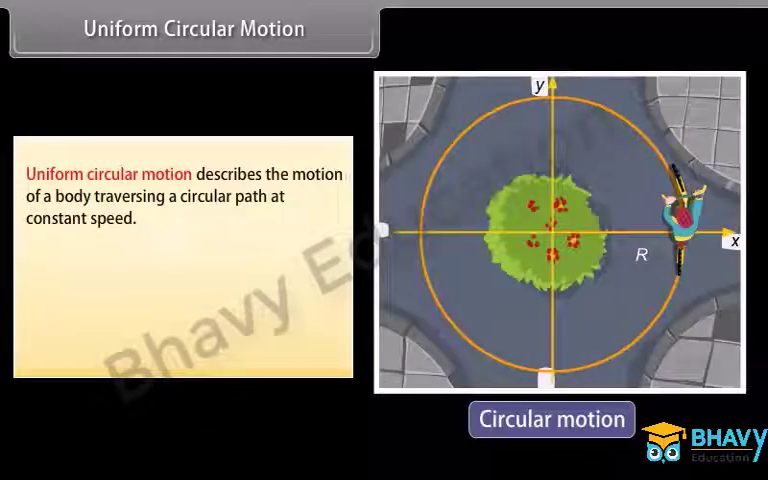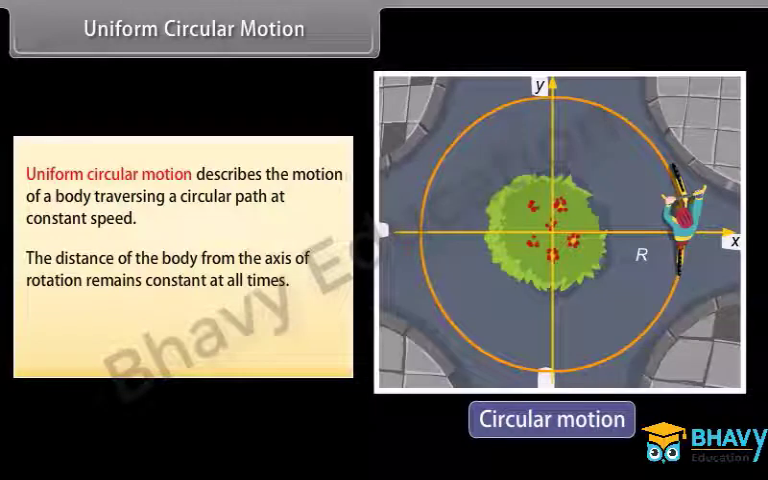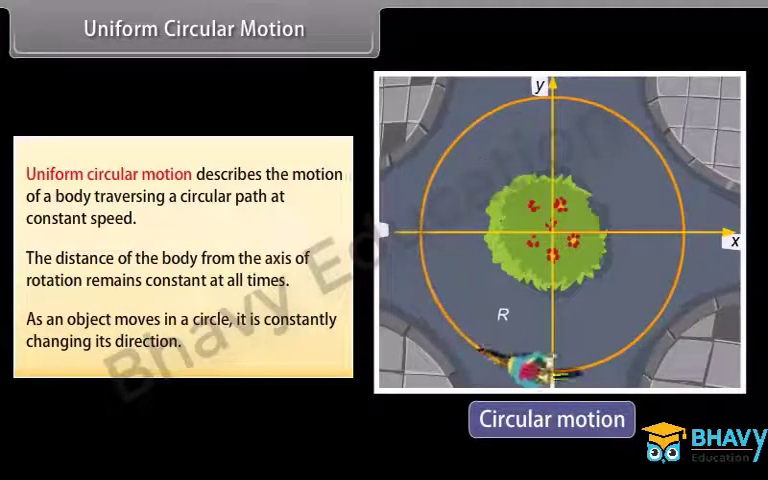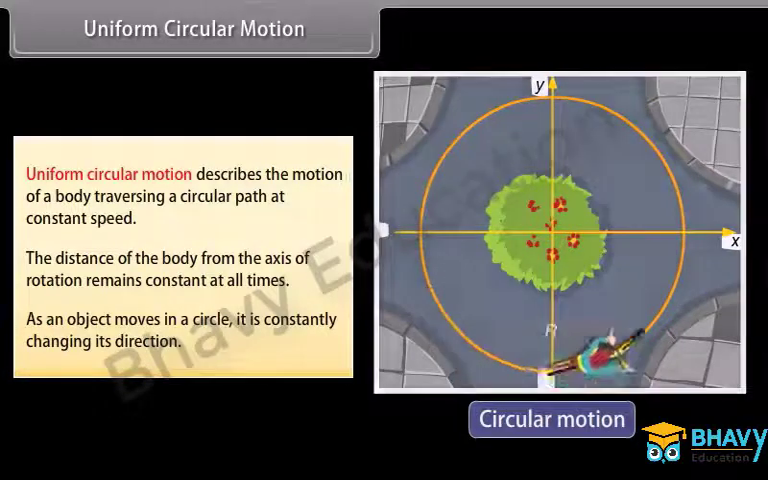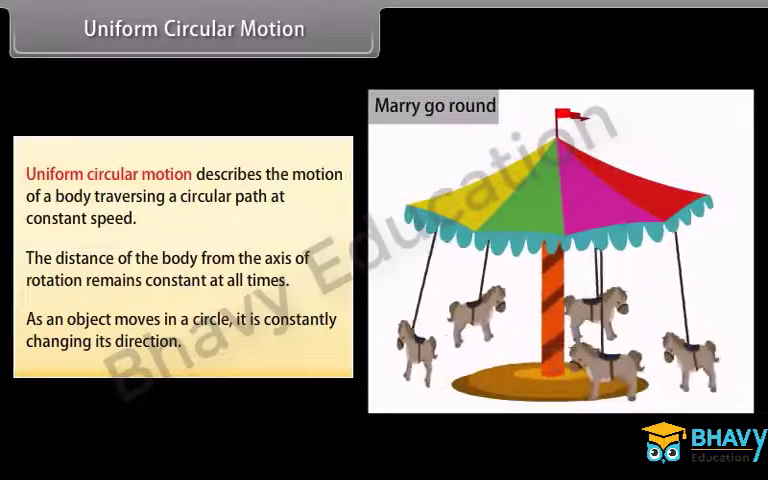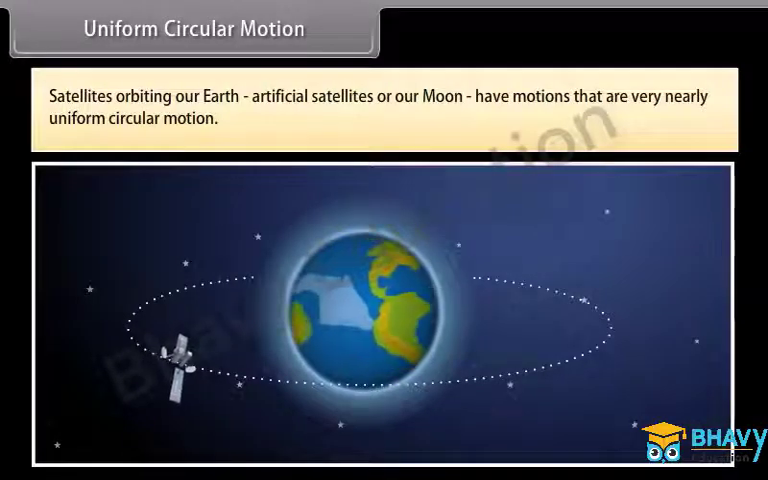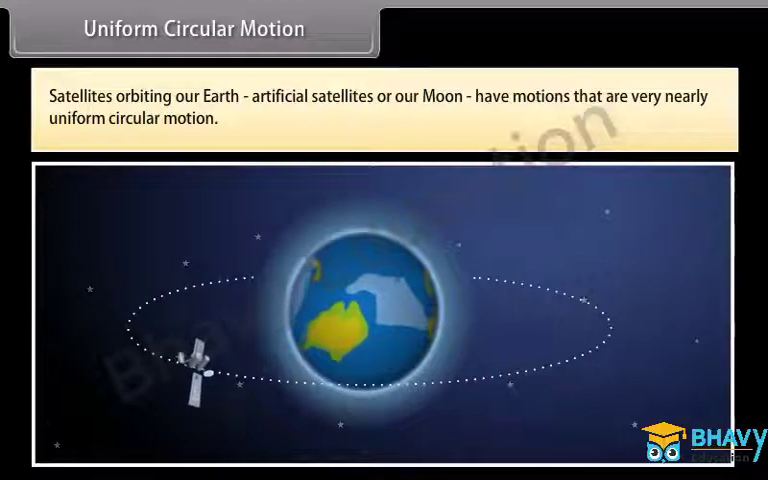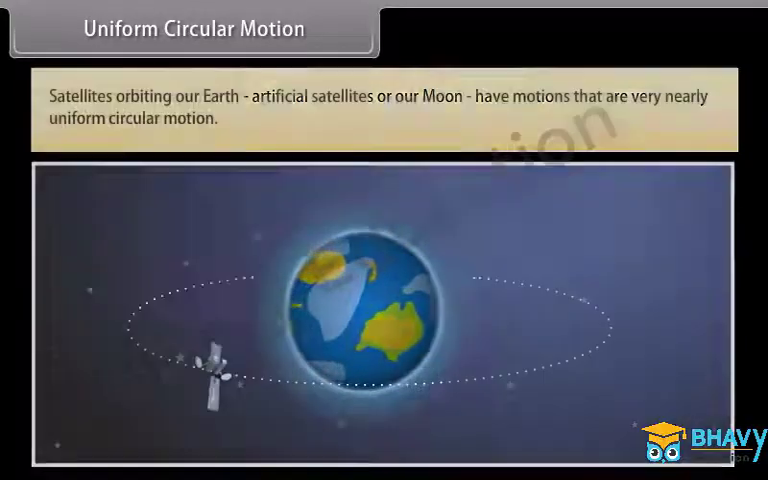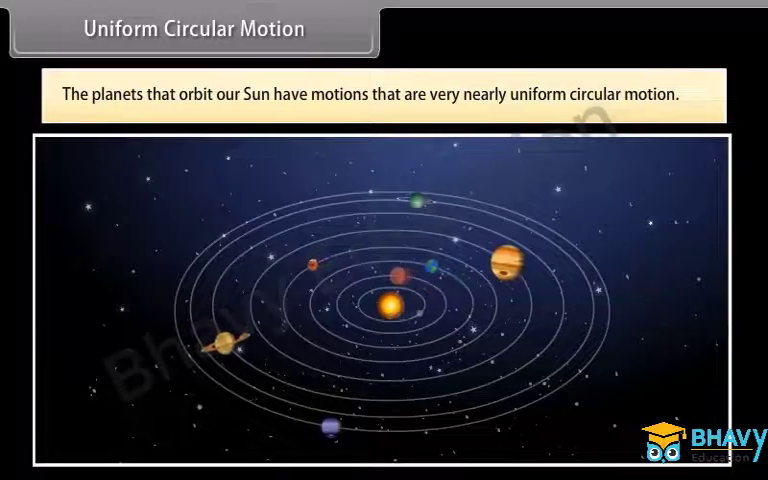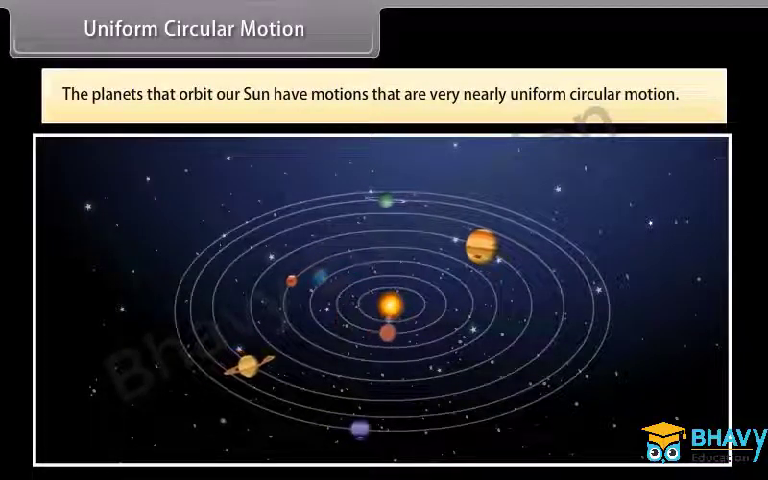Uniform circular motion. Uniform circular motion describes the motion of a body traversing a circular path at a constant speed. The distance of the body from the axis of rotation remains constant at all times. As an object moves in a circle, it is constantly changing its direction. Merry-go-round is an example of uniform circular motion. Satellites orbiting our Earth, artificial satellites or our moon, have motions that are very nearly uniform circular motion. The planets that orbit our sun have motions that are very nearly uniform circular motion.